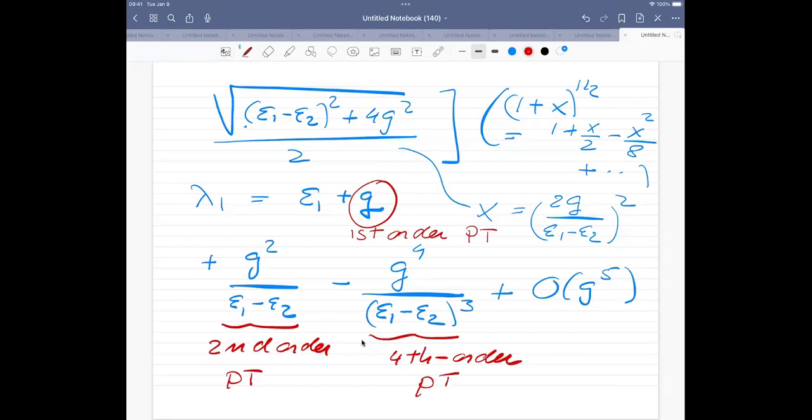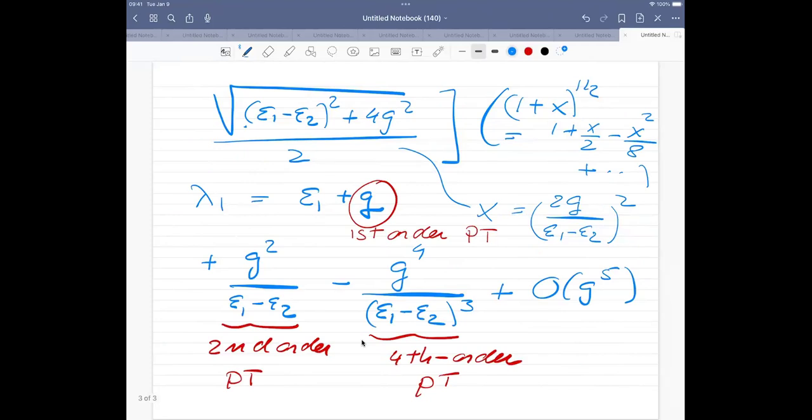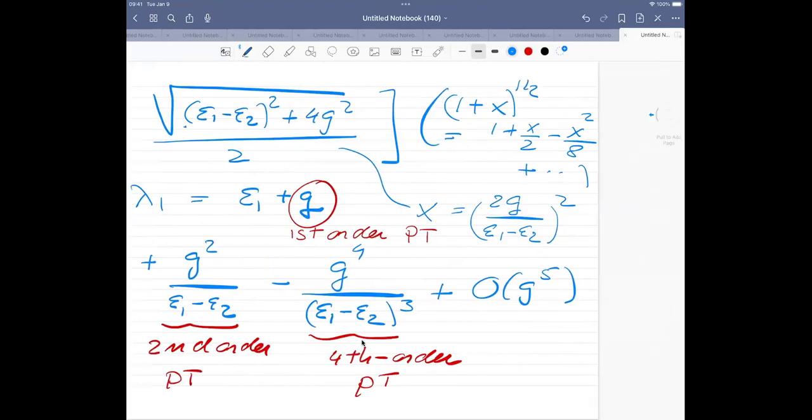So I had a small error in the notes from last week. So excuse me there. I was a little bit in a hurry when I did it, and I didn't pay attention. But this is the expansion. You get the Taylor expansion of the square root. And we are going to link that with the perturbation theory.